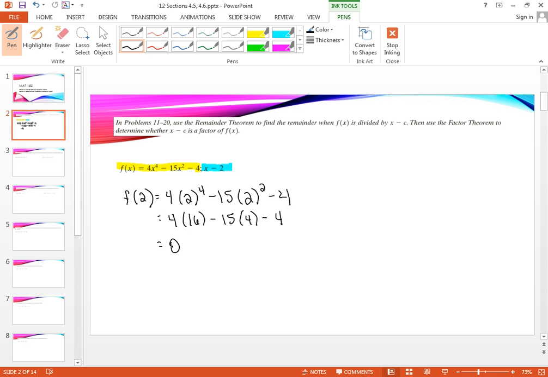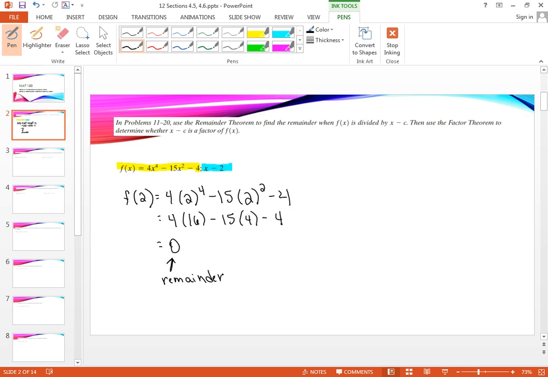0. So use the remainder theorem to find the remainder when f of x is divided by x minus c. The remainder is 0. f of 2 is 0. 0 is the remainder. Now use the factor theorem to determine whether x minus c is a factor.